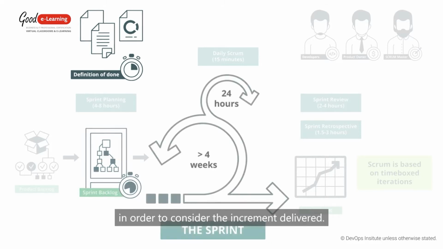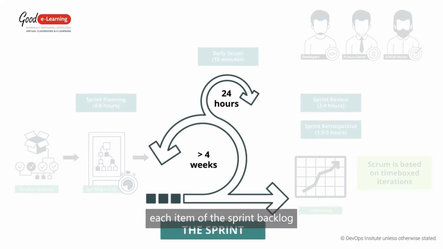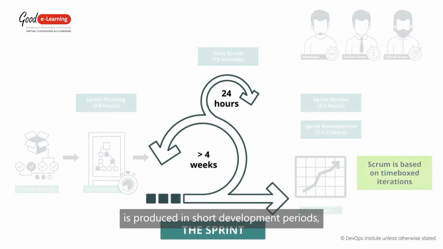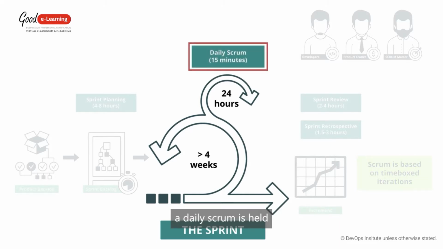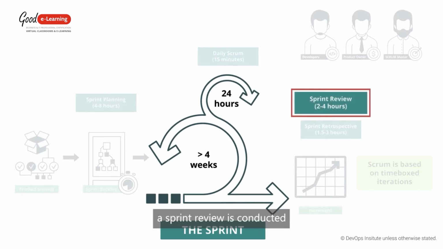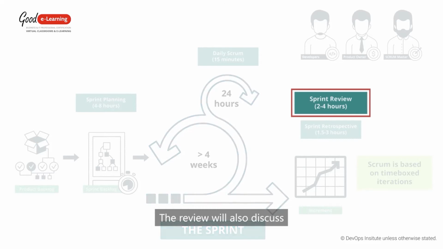increment delivered. During the sprint, each item of the sprint backlog is produced in short development periods called time boxes. Every day, a daily scrum is held where the team discuss progress and resolve any issues. Once the increment is delivered, a sprint review is conducted to ensure everything is done, meaning everything agreed has been delivered at acceptable quality. The review will also discuss what action needs to take place in future sprints.